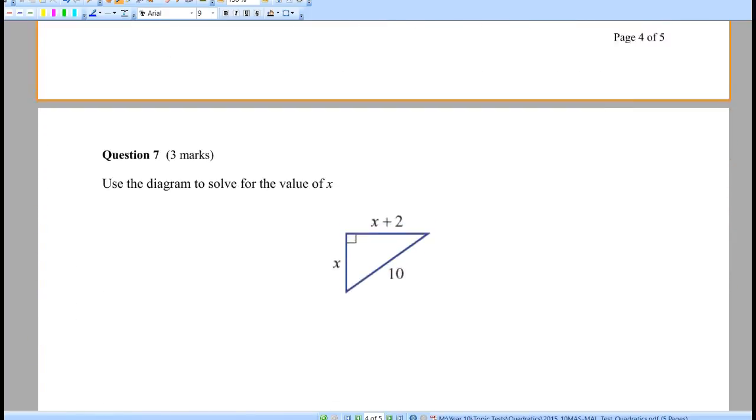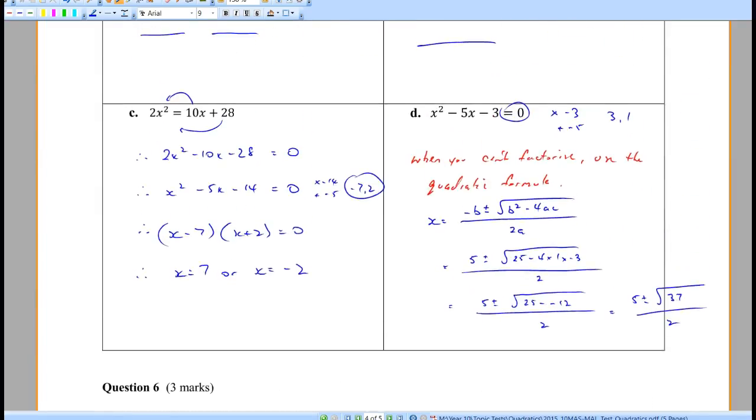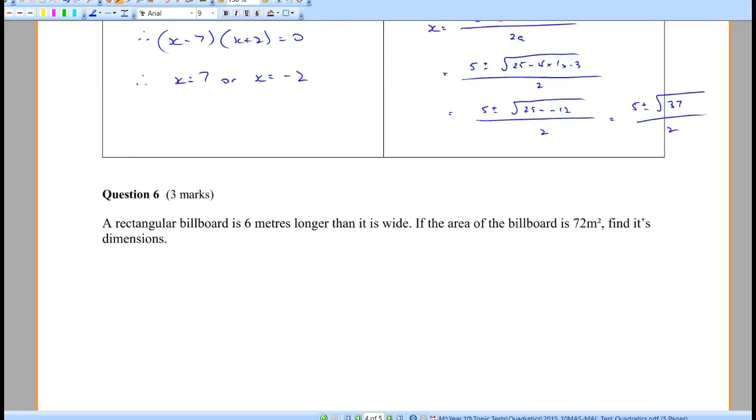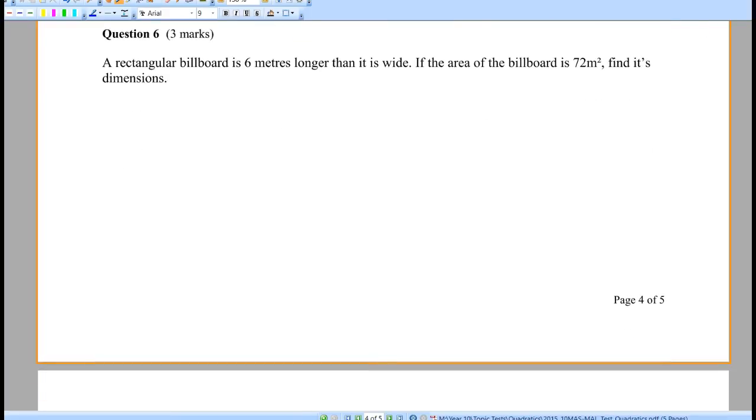Okay, so that's all the questions in a purely algebraic representation. We've got a couple of problem questions, sort of applications of quadratics. So I'll have a quick look at these as well.